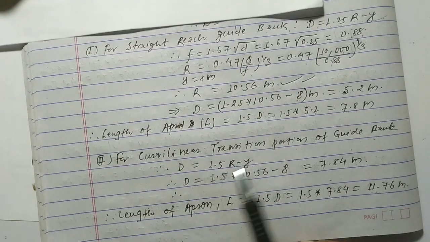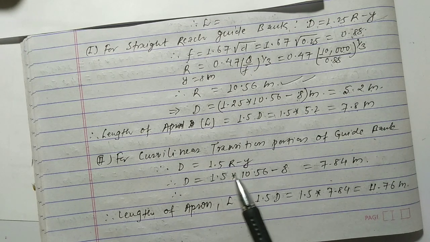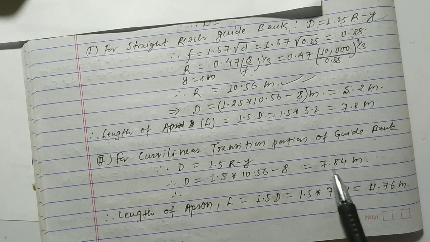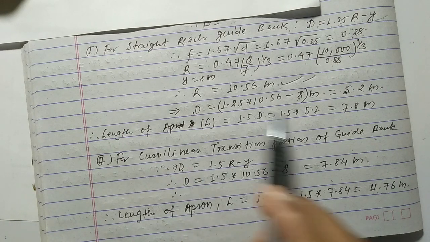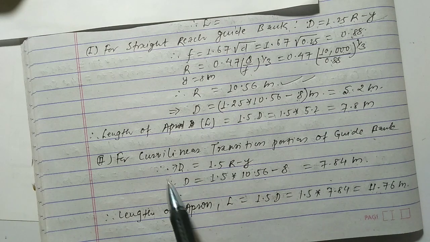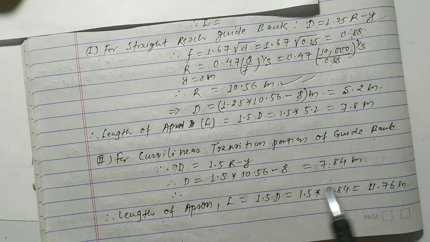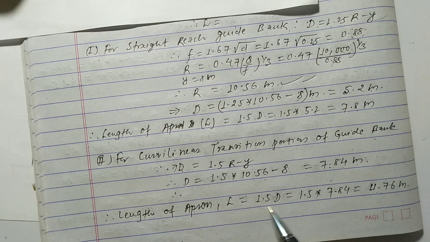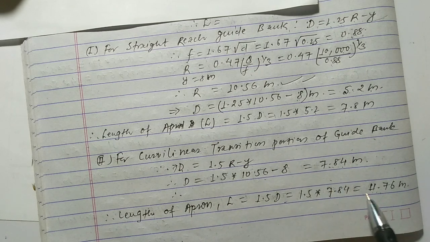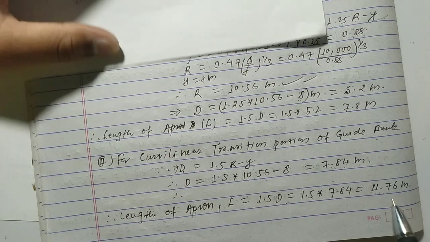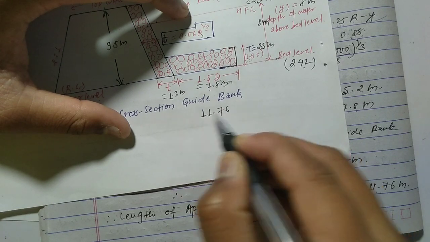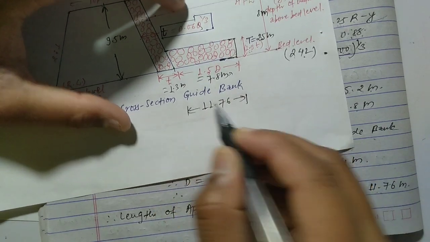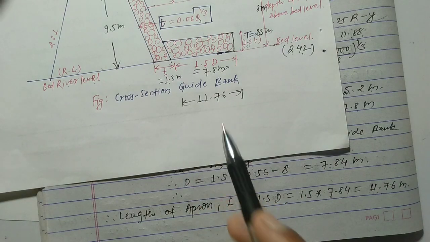Okay, and after calculating D equal to 1.5 (R minus y), R is 10.56 minus y is 8, this value becomes 7.864. Okay, only the value of D changes. In the above case this value is 5.2 and in this case this value is 7.86, and we can calculate length of apron L equal to 1.5 D, and we use this value, so the length of apron becomes 11.76. Okay, so we have to provide these two different values in different figures.